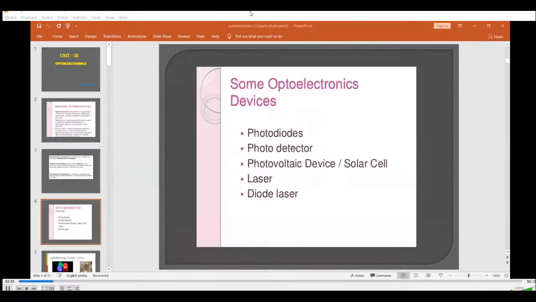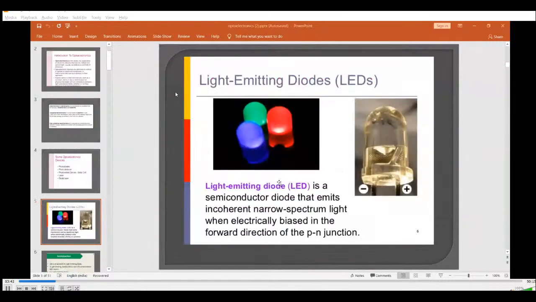Now coming to the devices. What are some optoelectronic devices? We have photodiodes, photodetectors, photovoltaic devices, and lasers. In lasers, we can discuss the diode laser. Out of that, the first optoelectronic device which we are going to discuss today is the LED.